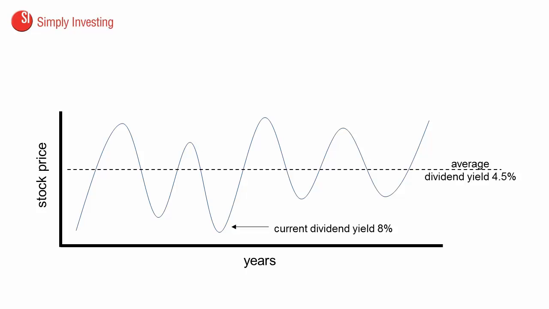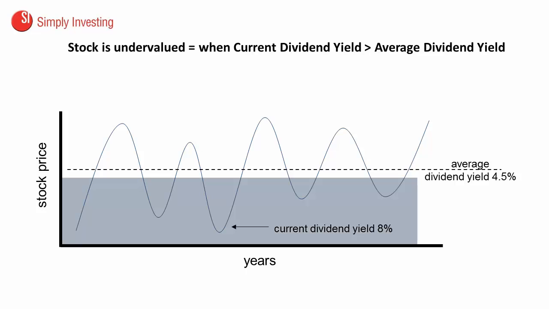And the current dividend yield today is 8%. Now remember, as the stock price starts to go down, the dividend yield is going to go up. So the area below the dotted line is your buying area. That's where the stock price is going to be low. So anywhere below the dotted line, that's when you want to go out and perhaps think about buying stocks in this company, because that's where the stock is going to be undervalued.